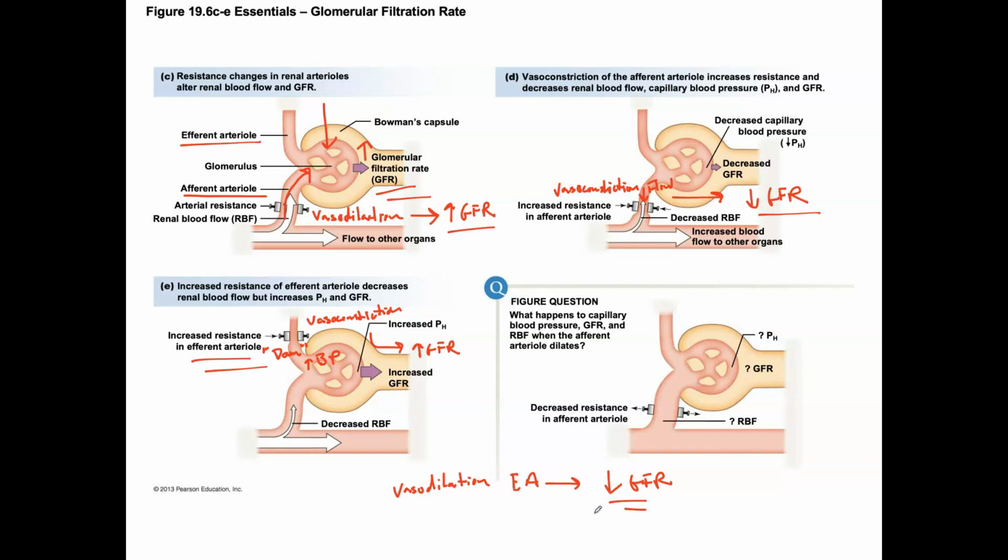So by auto-regulating the vessels, we can affect the glomerular filtration rate. Again, the primary way to do this is through affecting the afferent arteriole. So vasoconstricting and vasodilating the afferent arteriole is the main way that we can adjust the GFR and the filtration rate in the nephron. So that's a little bit on filtration in the nephron.